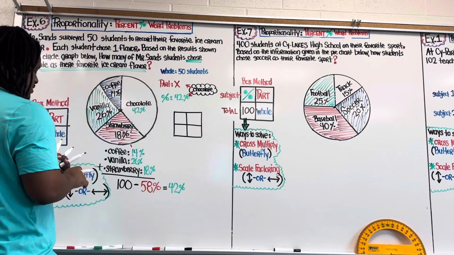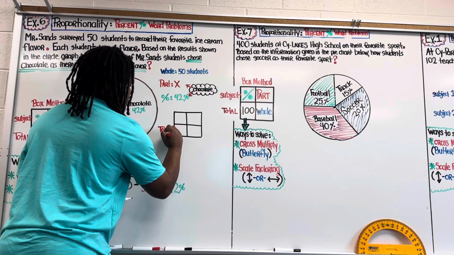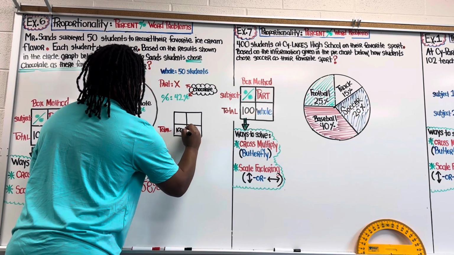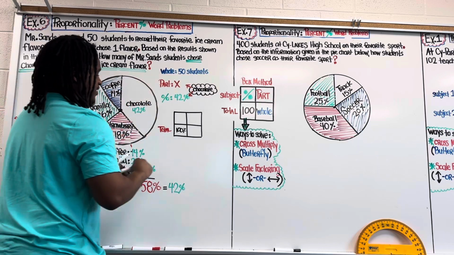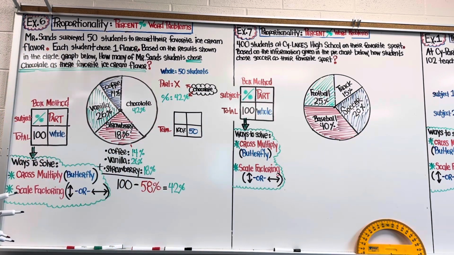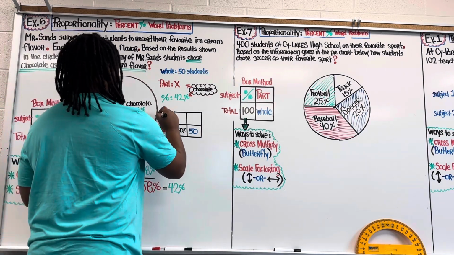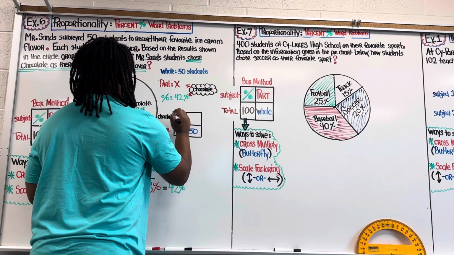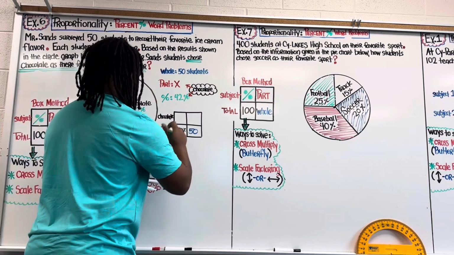All right, remember, guys, the bottom row always represents the total, okay? 100% is the total percent, and the whole is 50. There were 50 total students that participated in this survey, okay? And the top row is the subject line, which is chocolate. How many students chose chocolate? So I'm gonna write chocolate, okay? The percent was 42% chose chocolate.